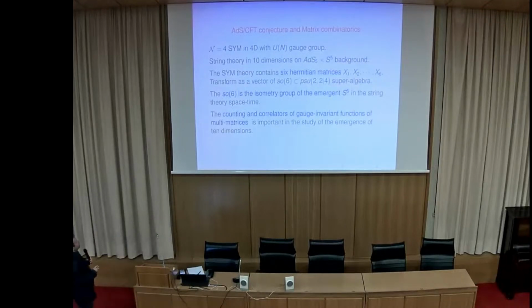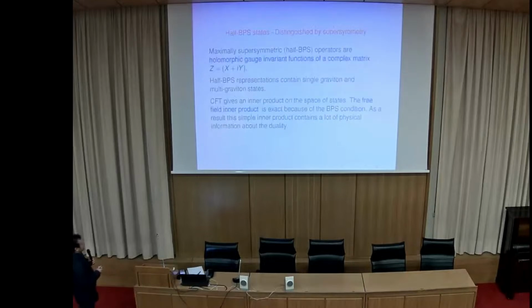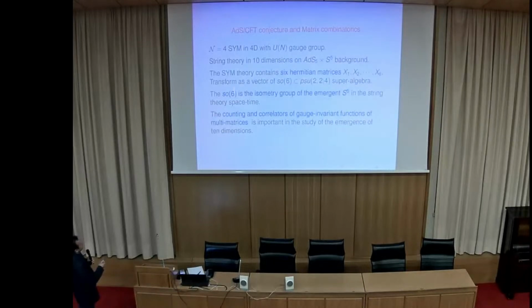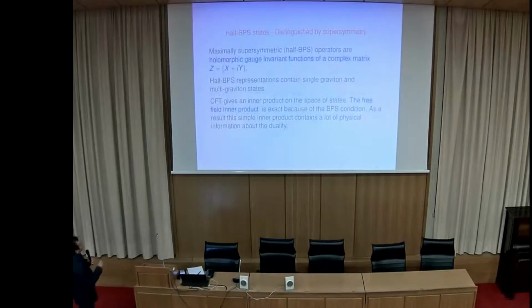So to show you some of the simplest examples of the counting, and build up from the counting of states in the simple examples to the more complicated examples, and see how the partition functions change, I'll just remind you of the basic example of N equals 4 super Yang-Mills, where you have 6 Hermitian matrices. You take a pair of them, form a complex combination, get a complex matrix, and look at polynomial functions of that. Essentially traces, powers of traces of powers, and multiple, so multi-trace operators.